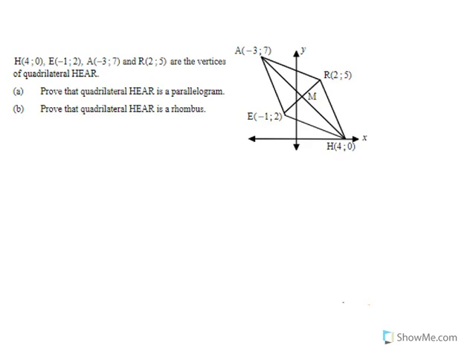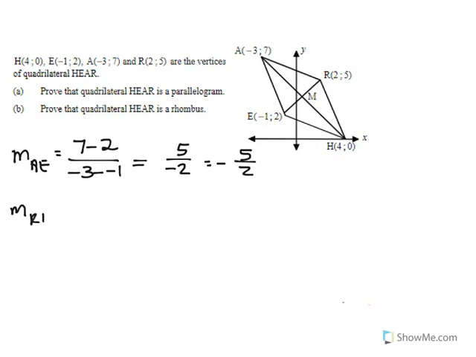Right, so to prove that HEAR is a parallelogram, we can show that opposite sides are parallel. So we could work out the gradient of AE, the gradient of RH, see if those are equal, the gradient of AR, gradient of EH, see if those are equal. So maybe let's do that just for the sake of completion. So the gradient of AE will be 7 minus 2 over minus 3 minus minus 1, which is 5 over minus 2.